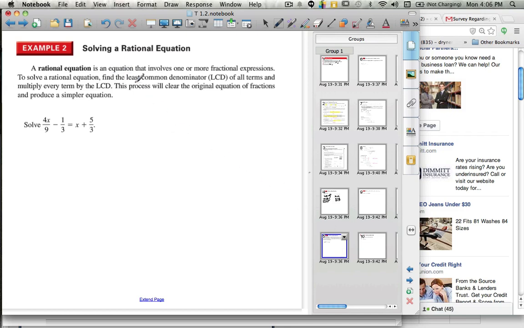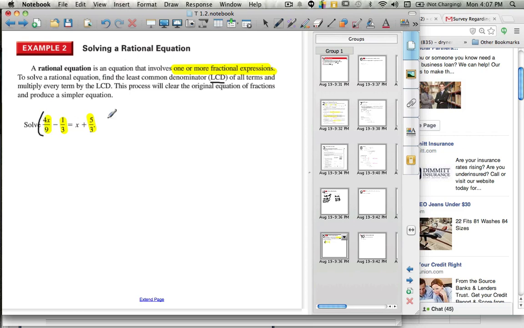Now, rational equations are equations that involve one or more fractional expressions. So you see over here, I have 1, 2, 3 fractions in this particular equation. And there are a number of different ways you can go about solving these. I can get rid of all the fractions. I can always get rid of all the fractions by multiplying both sides of the equation by the least common denominator. Okay, and in this case, the least common denominator is 9.